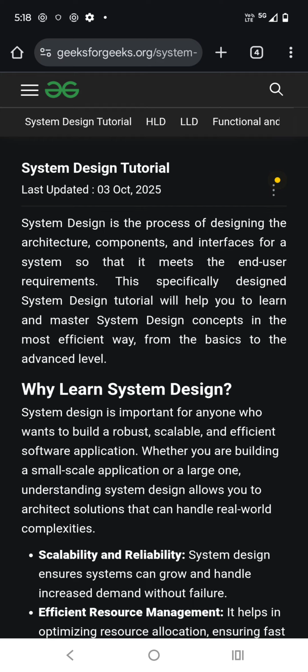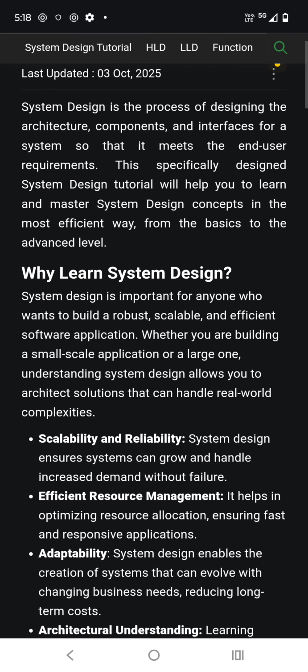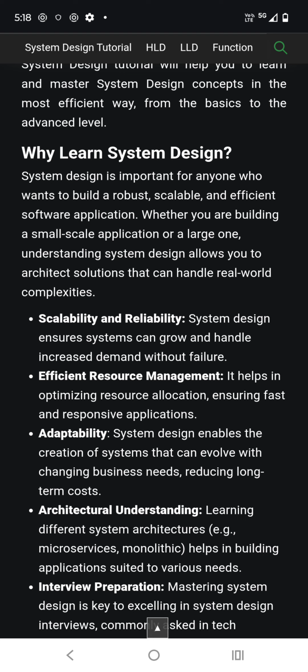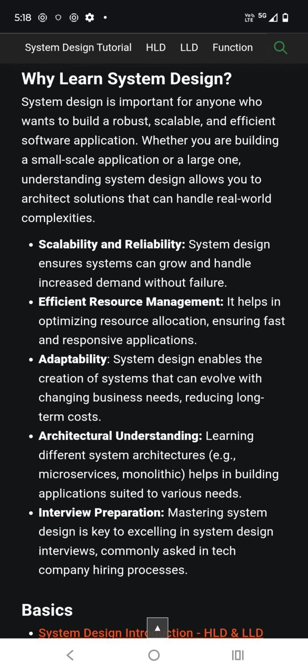We know system design is a process of designing the architecture, components, and interfaces for a system so that it meets the end user requirements. So, system design properties and features you can see here: scalability and reliability. How scalable the system is, how reliable is the system. When you are designing something, it is very important to consider this factor.